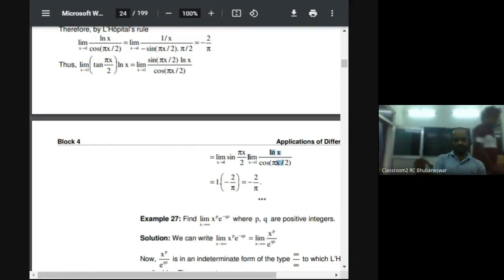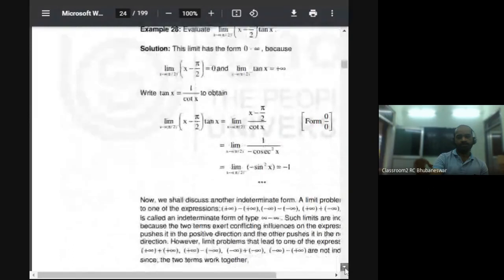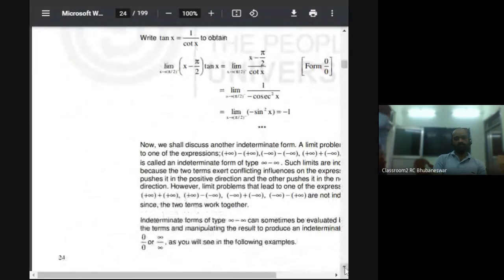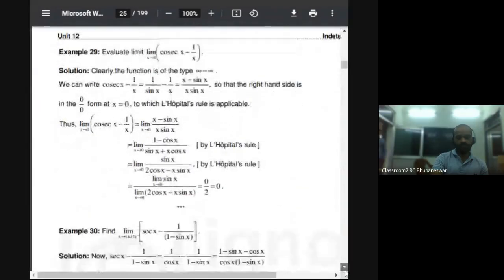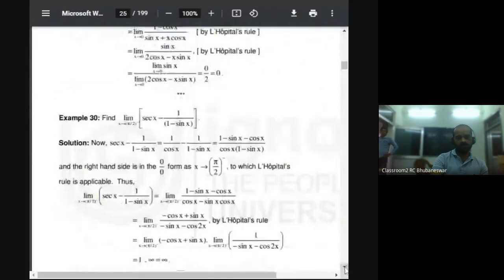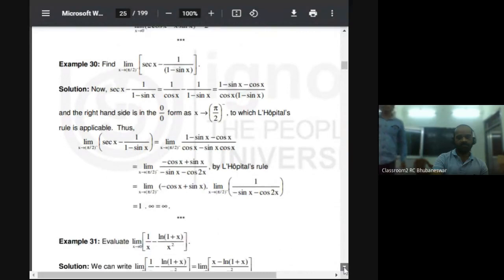So this is the process we have to adopt whenever we are following the indeterminate form of a limit, and basically we have to follow the L'Hopital rule to calculate these results. So these kinds of questions and examples are given. It is advised that you please go through each and every example for a better understanding of the calculation procedure.